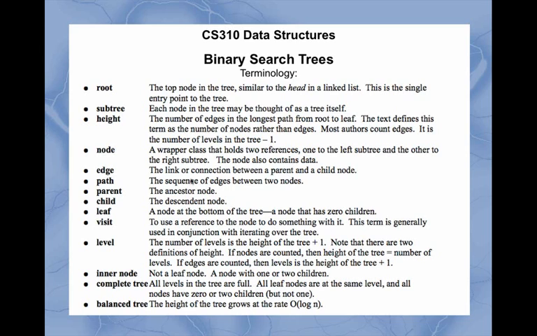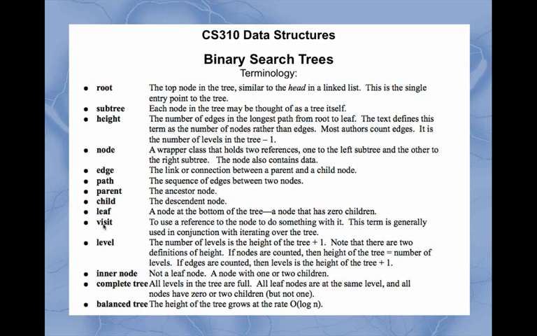Node is a wrapper that holds 2 references, one to the left, the other to the right, and it contains a key and value. Very similar to the node in a linked list, except there's an additional data item and one additional forward or downward link. Edge. This is the term for the link between a parent and child node. It's the same as the link, but it's called an edge. The path is the sequence of edges between 2 nodes. The parent is the ancestor, the child is the descendant. A leaf node is the node at the bottom of the tree that has no children.